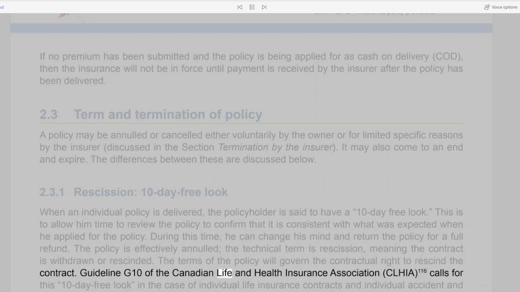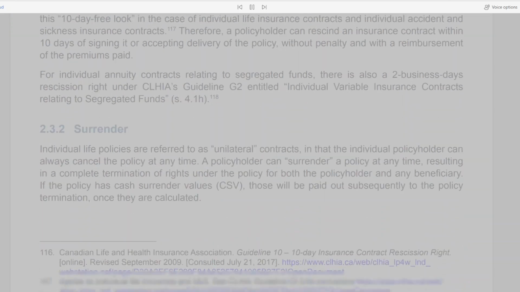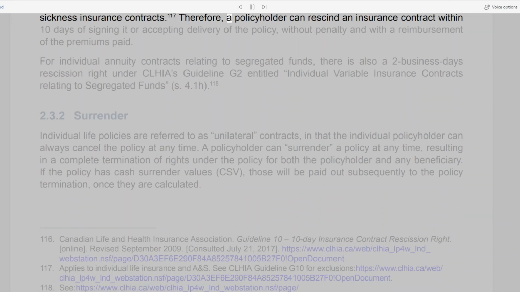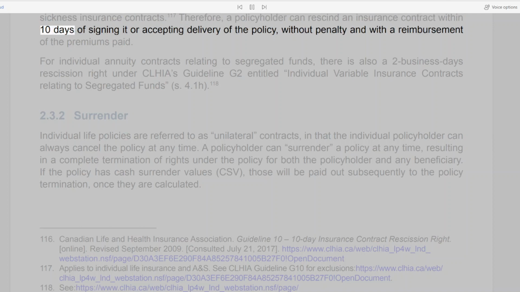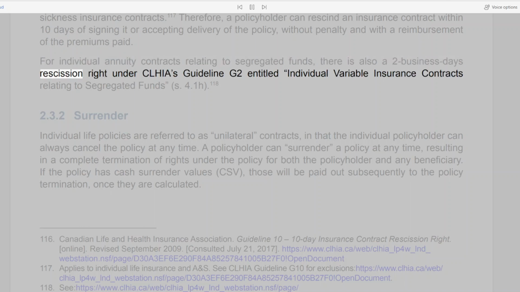Guideline G10 of the Canadian Life and Health Insurance Association, CLHIA, 116 calls for this 10-day free look in the case of individual life insurance contracts and individual accident and sickness insurance contracts. 117 Therefore, a policyholder can rescind an insurance contract within 10 days of signing it or accepting delivery of the policy, without penalty and with a reimbursement of the premiums paid. For individual annuity contracts relating to segregated funds, there is also a 2 business days rescission right under CLHIA's Guideline G2 entitled Individual Variable Insurance Contracts Relating to Segregated Funds. 118.